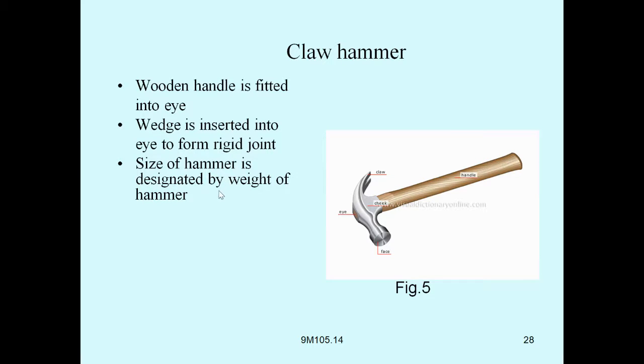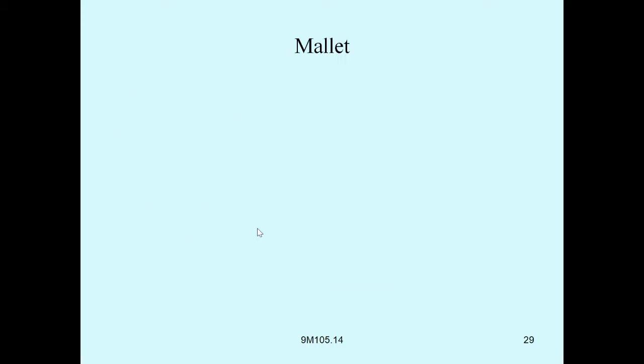The size of the hammer is designated by the weight of the hammer. These three are similar to the Warrington hammer. Next, it varies from 0.25 kg to 0.75 kg. This is the weight of the hammer, the claw hammer weight, 0.25 kg to 0.75 kg.